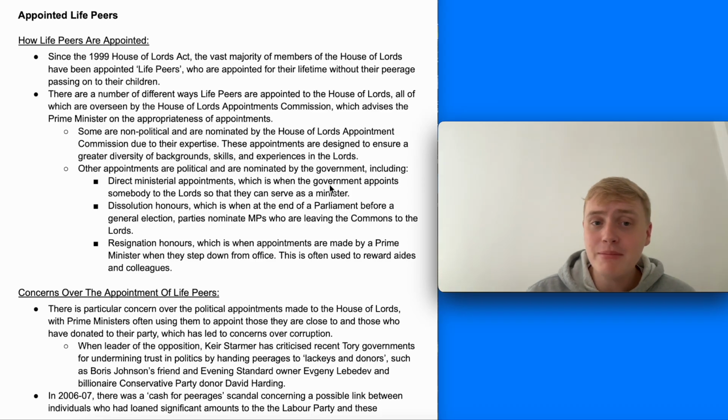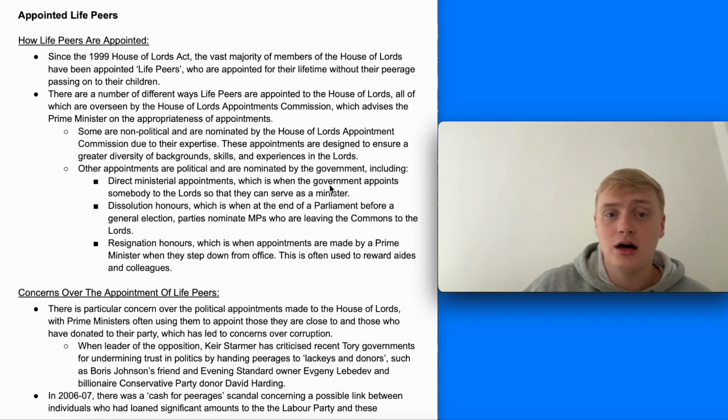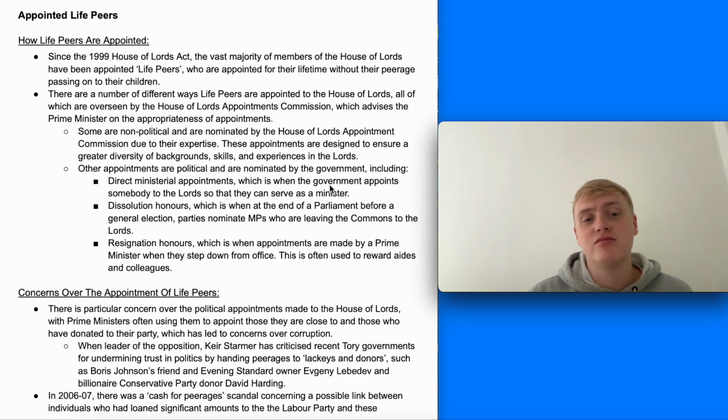But others can be seen as political and are nominated by the government, including direct ministerial appointments, which is when the government appoints someone to the House of Lords so that they can be a minister. Key recent examples of that might be David Cameron under Sunak's government, or James Timpson under the current Labour government.